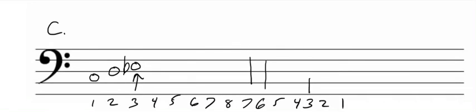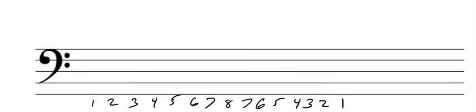Let's get rid of the C scale, and let's try another example. This time, let's look at the A flat melodic minor scale. We already have our numbers down, so we can start writing in our notes for the A flat major scale. The first note is A flat. The second note is B flat. The third note is C. The fourth note is D flat. The fifth note is E flat.